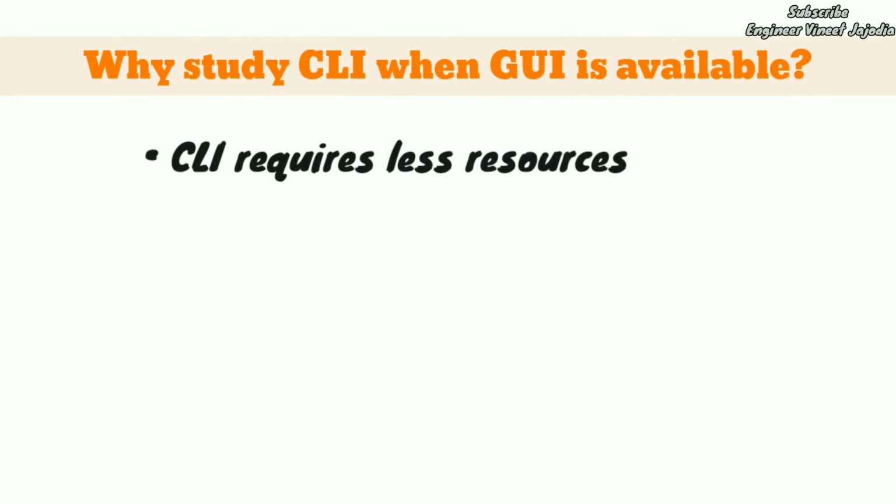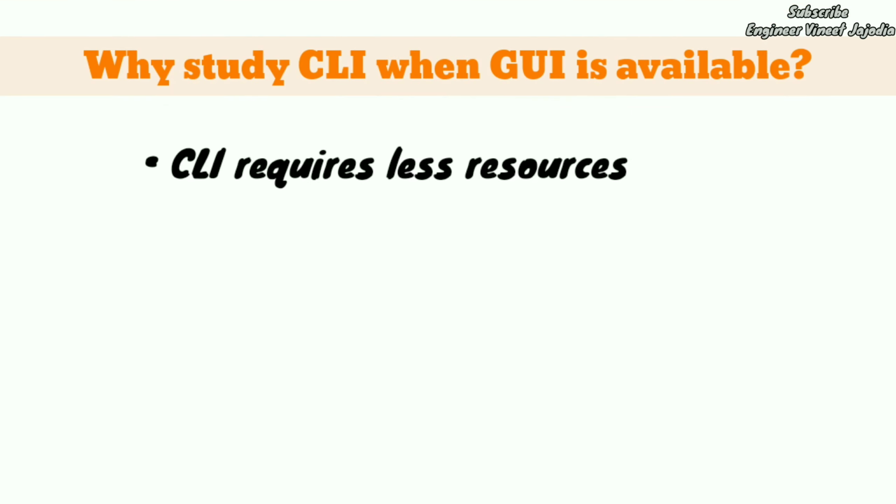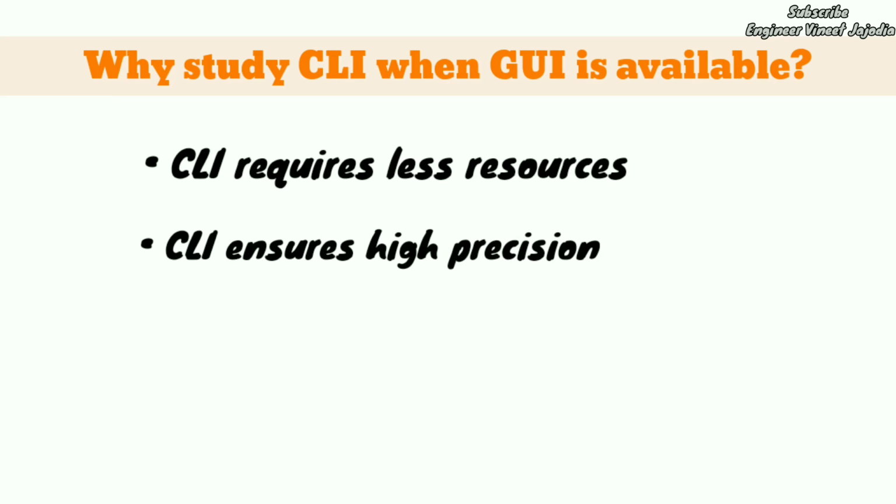So the first point is that CLI requires fewer resources. Meaning for GUI you require a mouse also with your system, but for CLI you don't need a mouse, you need a keyboard, and you can interact with the system very easily and perform similar tasks with minimum resources. So this was the first point, it requires fewer resources. The second point is that it ensures high precision, meaning you can perform a specific command to a specific destination very easily. So this was the second point.